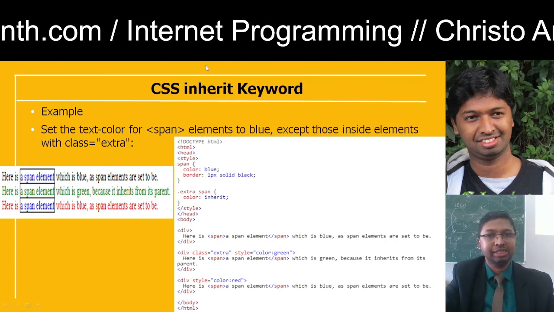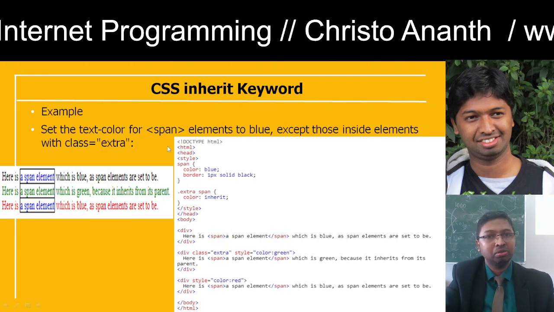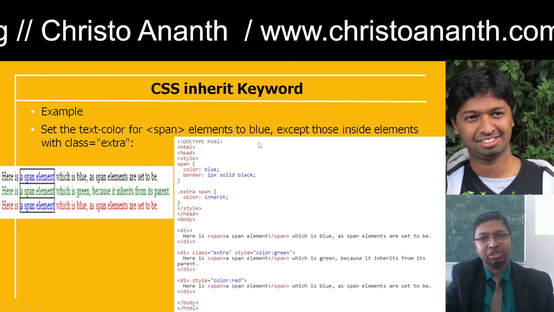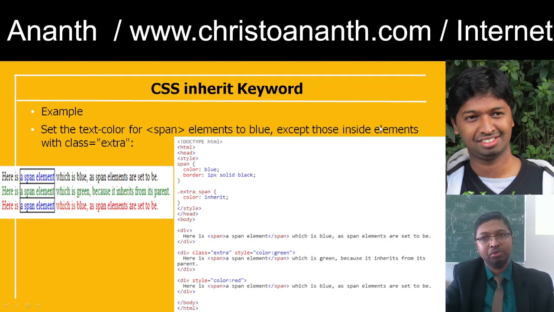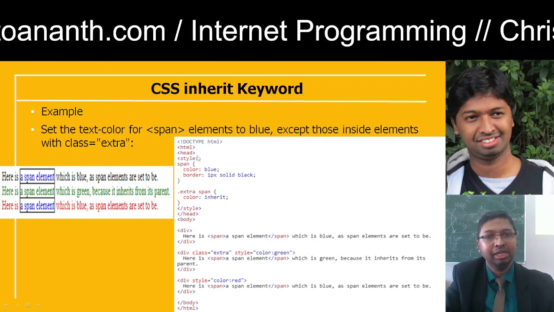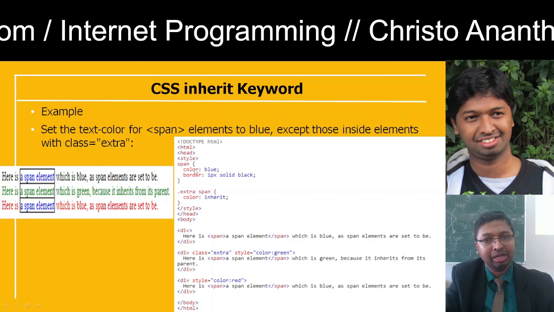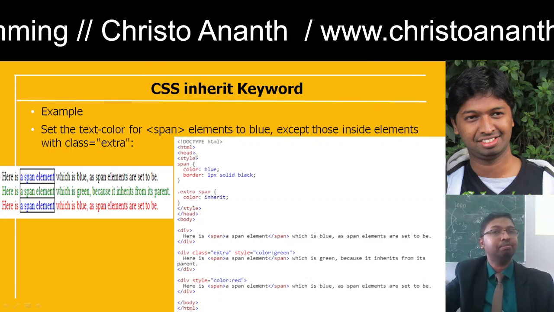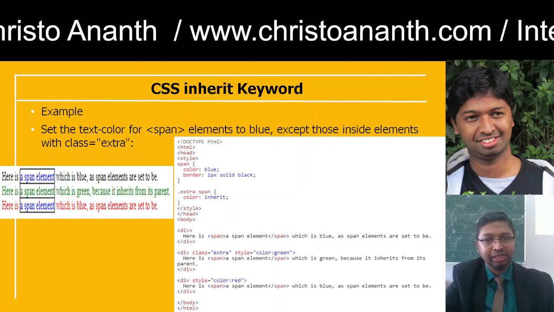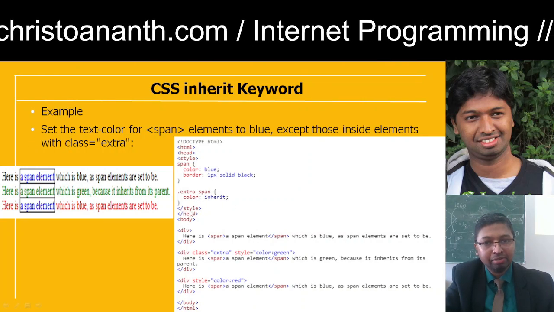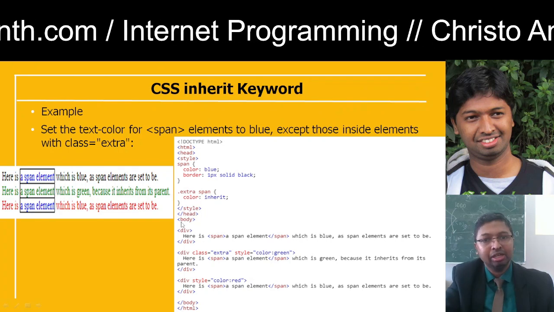So you'll have the CSS inherit keyword also. Here you can set the text color for the span elements to be blue, except those inside elements with class extra. So doctype HTML, head tag, style, span, color blue, border is 1px solid black. And then .extra span, color inherit. So you'll have close the style, close the head, body.